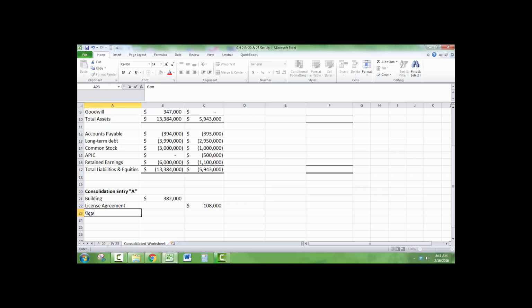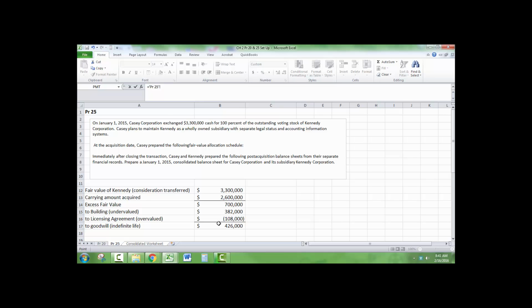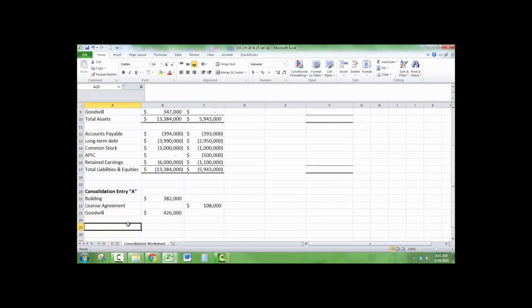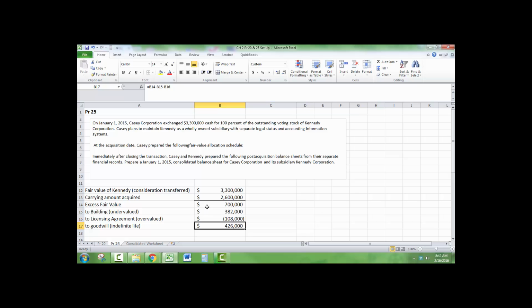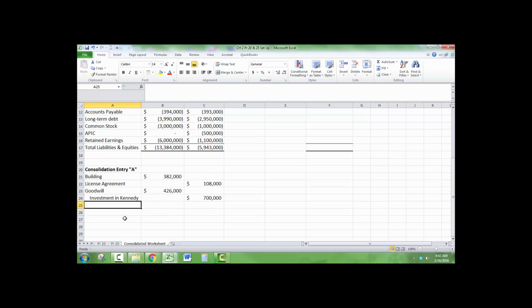Then we have goodwill from the problem. I'm going to take the goodwill over here. And then the credit is going to be investment in Kennedy. We're going to eliminate the investment account with our two consolidations on date of acquisition. So, realistically, if you want to know how to make this, it's this plus this minus the credit, or $700,000. This number should also tie back to your excess fair value. That way you know if you made this consolidation entry correctly.